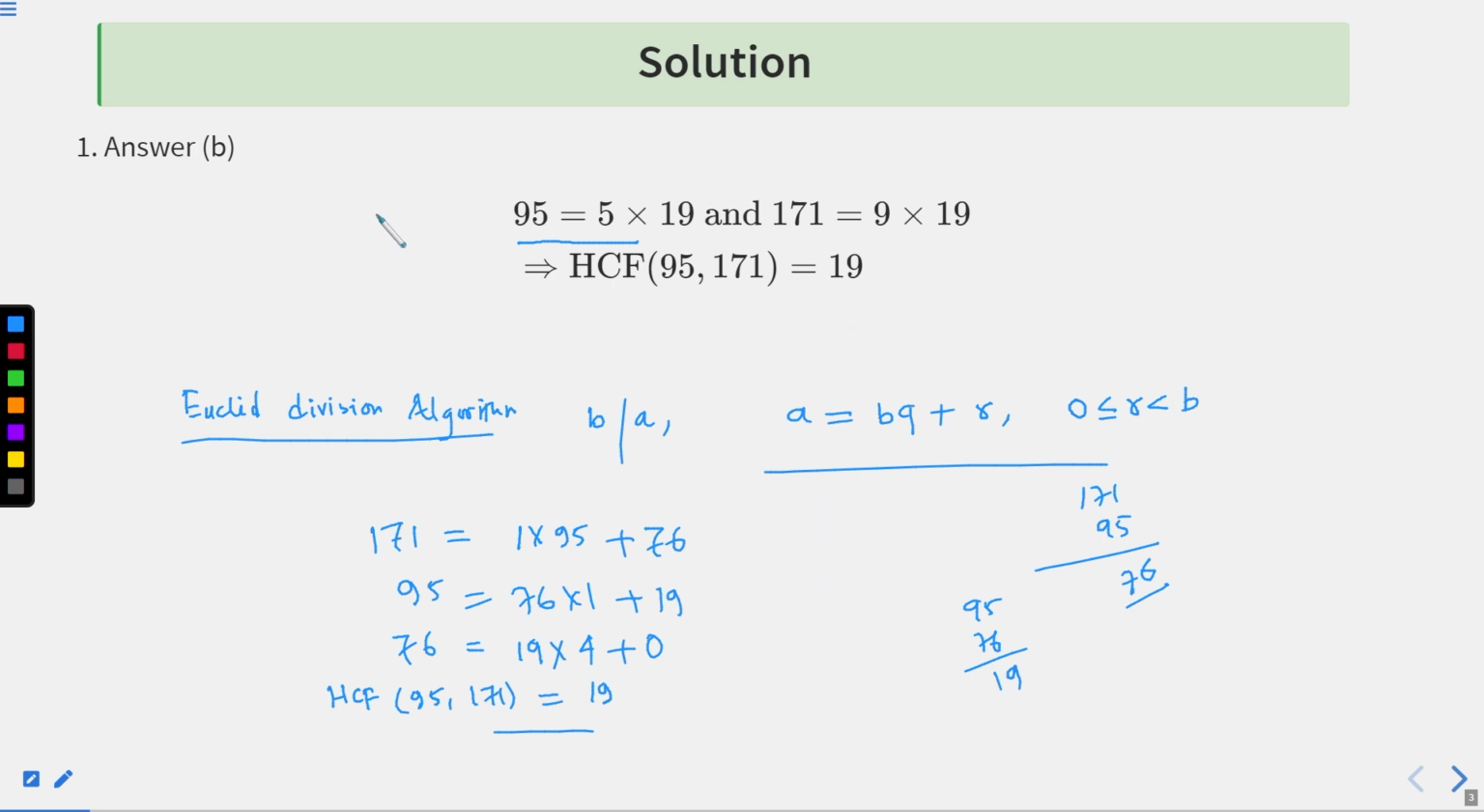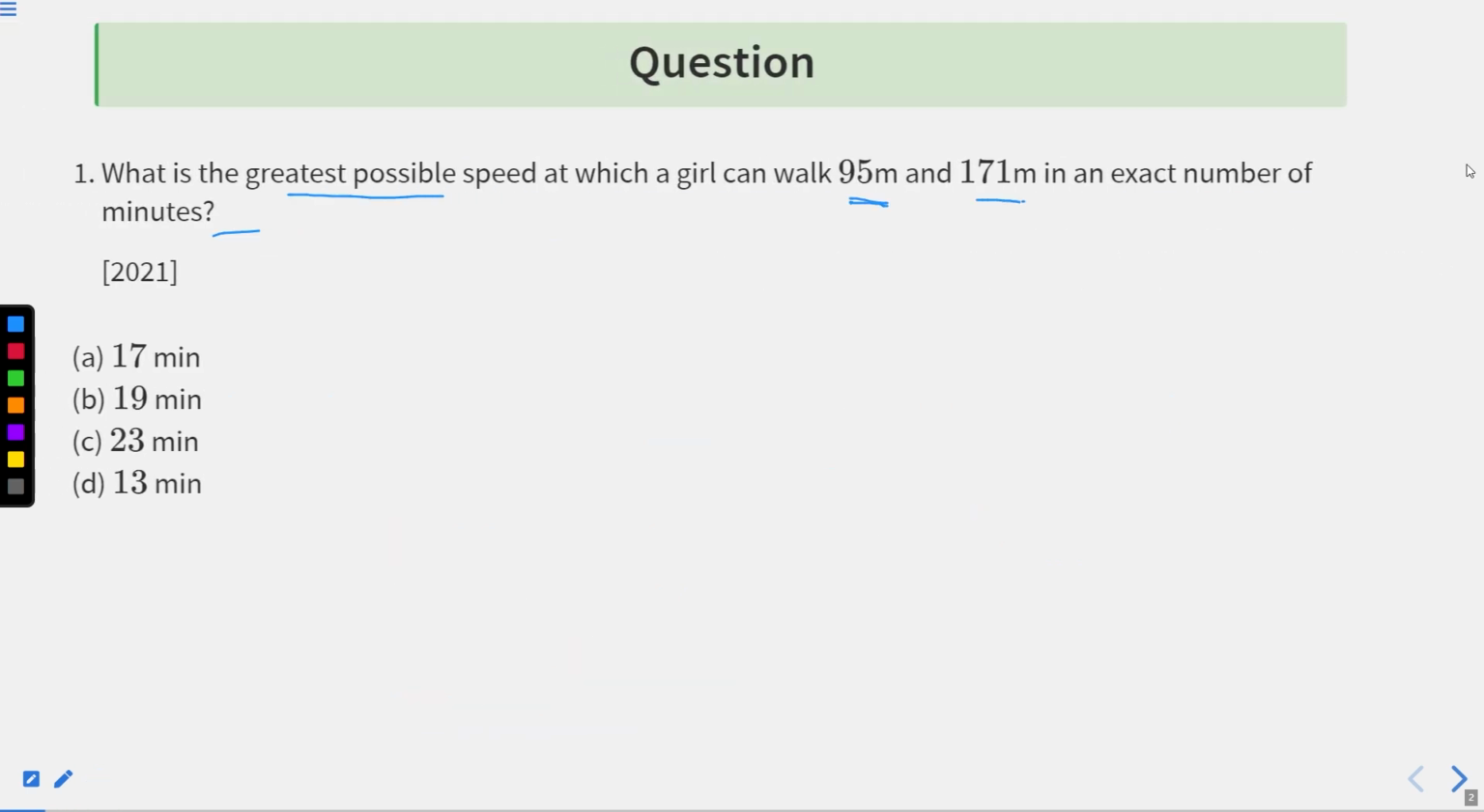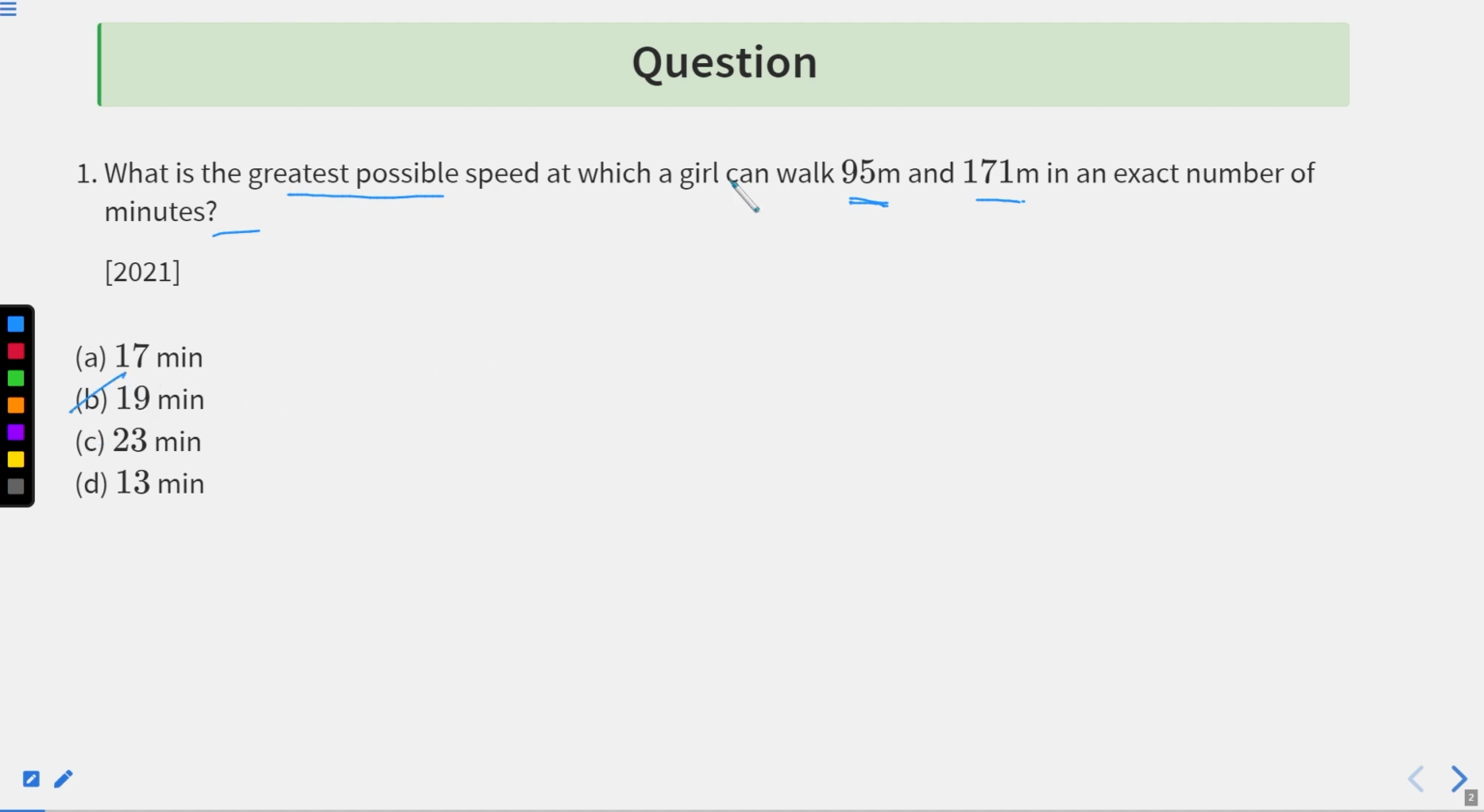So by using prime factorization, you can find the HCF of 95 and 171, that is equal to 19, and you can also use the Euclid division algorithm. Then you can also find the HCF of 95 and 171, which is also 19. So for this question, the answer is option number B. Option number B is the correct option for this question.